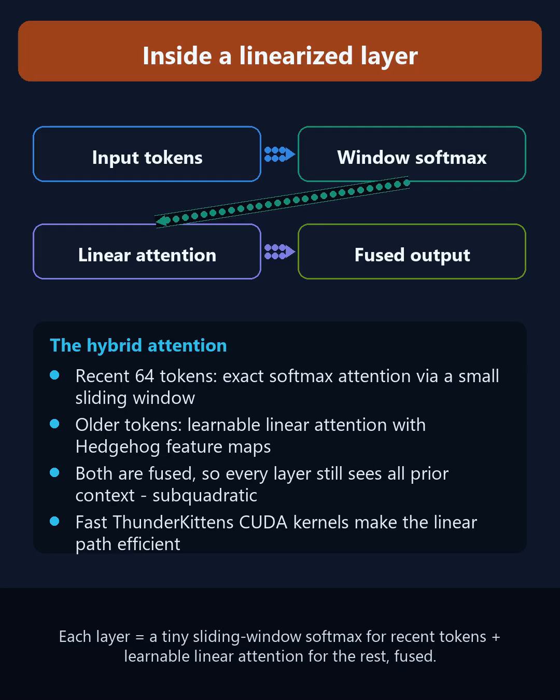What actually replaces attention? LoLCAT uses a hybrid inside every layer. The most recent tokens are handled by a tiny sliding window of exact softmax attention, just 64 tokens. Everything older is summarized by learnable linear attention, using Hedgehog-style feature maps. The two are fused, so each layer still sees all prior context while staying subquadratic. ThunderKittens CUDA kernels make the linear path efficient on real GPUs. Crucially, the feature maps are learned, not hand-designed.